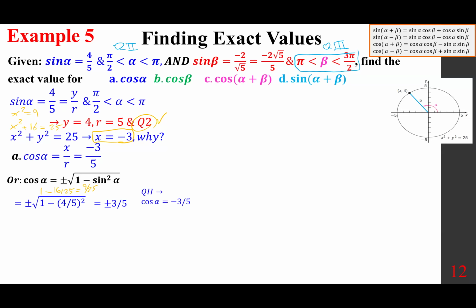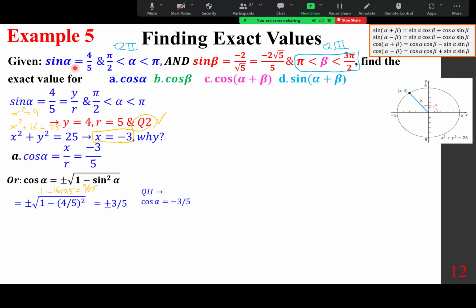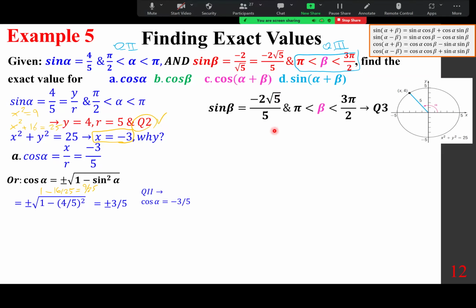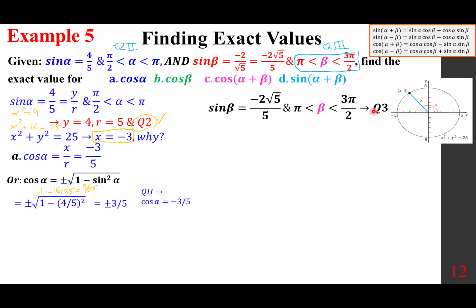So we have sine alpha, we have cosine alpha, we have sine beta, we need cosine beta as well. And again, we can go with one of those formats. It's up to you. So sine is negative 2 square root of 5 over 5. And it's in the third quadrant, everybody.